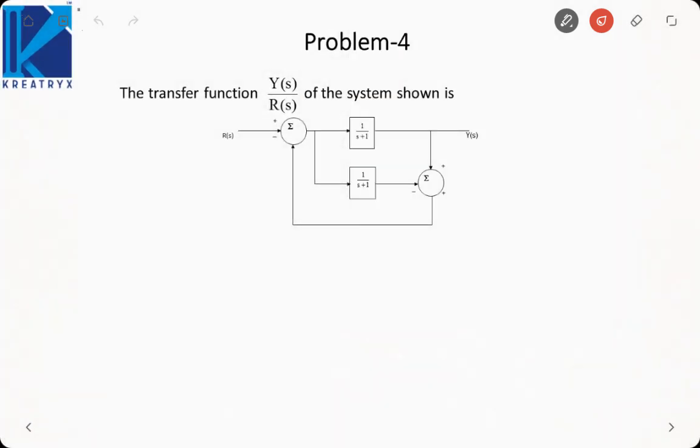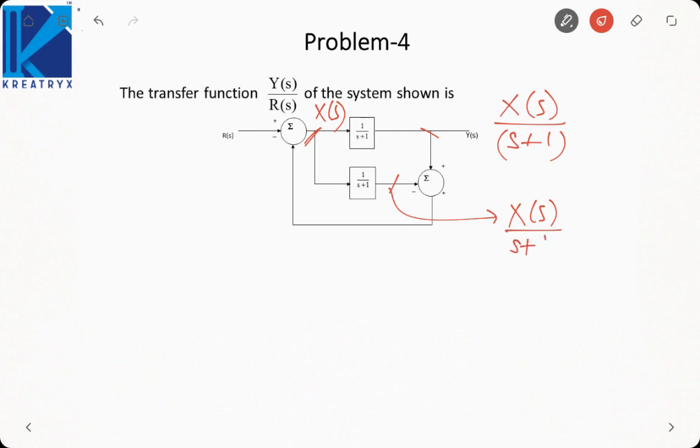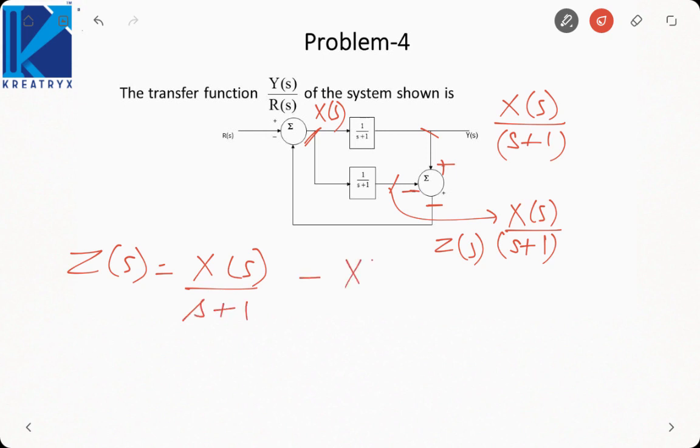In the next problem, we are again asked Y(s) by R(s). Now let us assume the signal here to be X(s). So here it would be X(s) upon s plus 1, and here it would also be X(s) upon s plus 1. Now it is a positive sign here and a negative sign here. So let us say the signal here is Z(s). So Z(s) would be X(s) upon s plus 1 minus X(s) upon s plus 1. So it would be 0. So the signal that is being fed back here is 0.